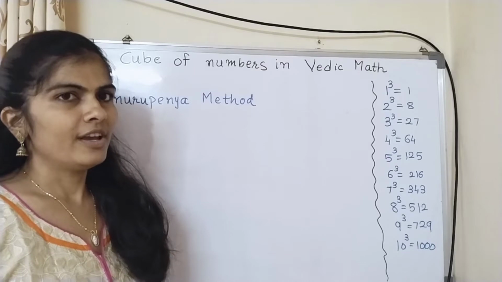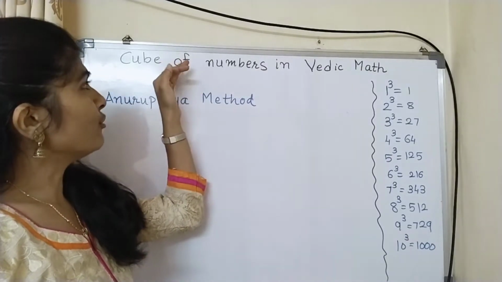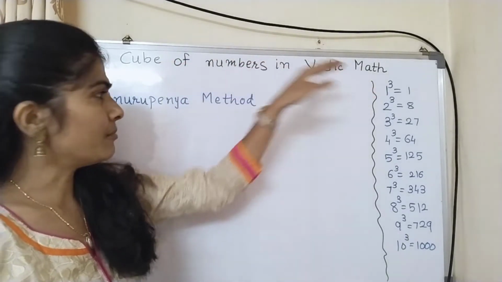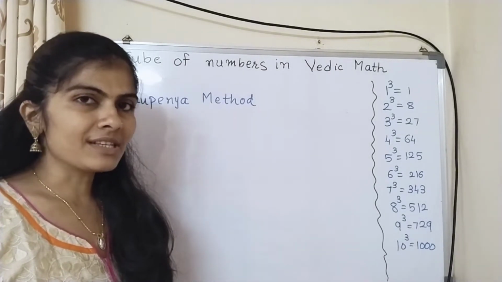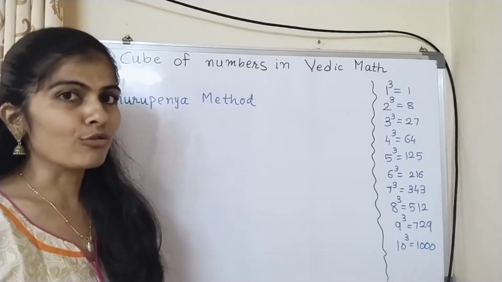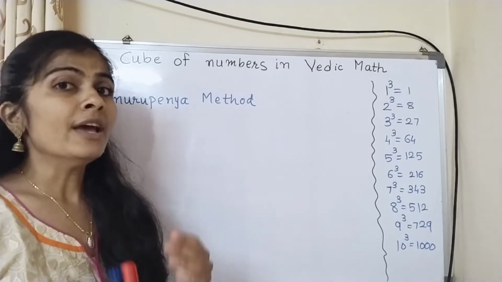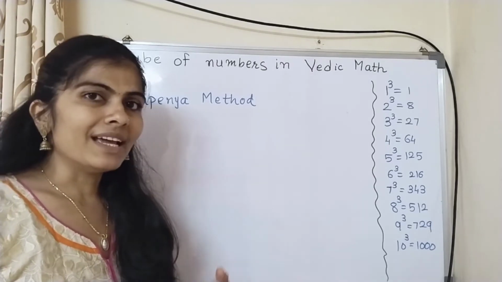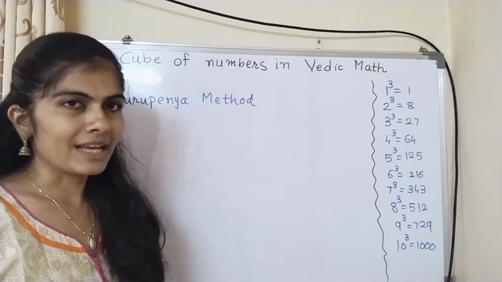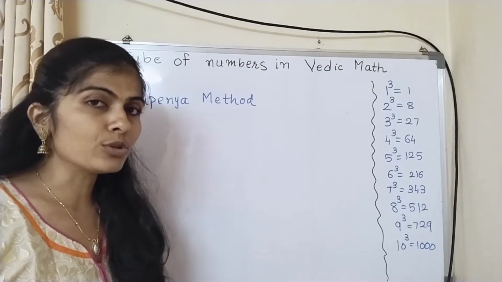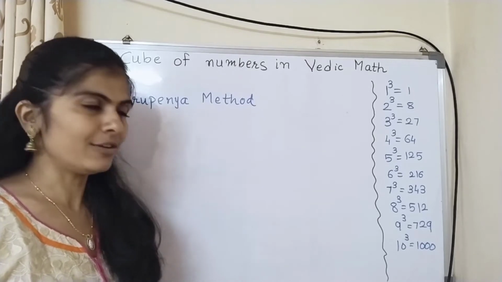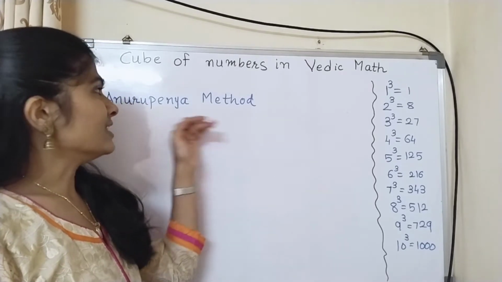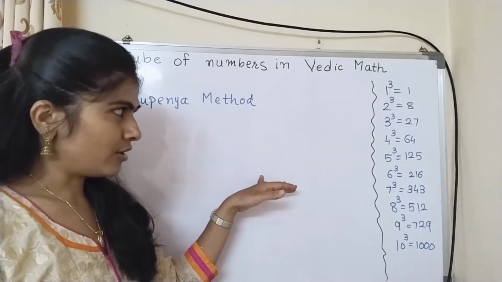In today's session, we are going to discuss how to find cube of numbers in Vedic Math using this Anurupenya method. In the previous session, I have already explained how to find cubes of a number using Nyayagunam method. But that method has certain limitations, like if numbers are closer to the base, then only we can find the cubes easily, otherwise it will be difficult. So in this method, we are going to have the solution of the same.